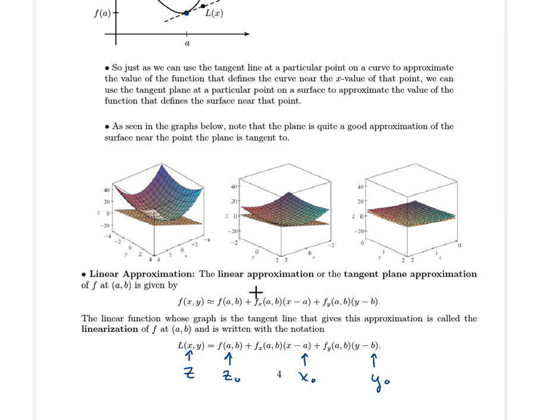All right, another thing that you should notice here is, just like with the line up there, the closer we get to a, the better the approximation. Well, the closer we get to the point on this surface that we're finding the tangent plane to, the better the approximation is. So you can see the x and y scales, as I shrink them down, as I go from left to right, the plane does a better and better job of approximating that surface.